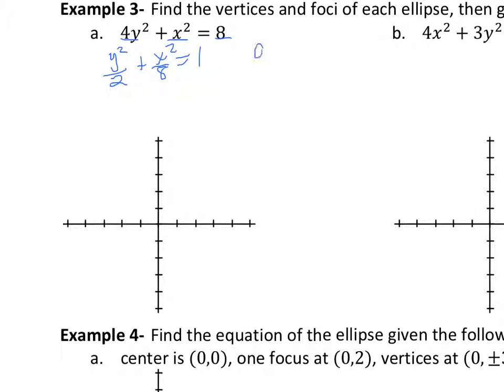So in this case, a is the square root of 8, b is the square root of 2, and we can figure out c real quick if you want. All right, c squared is 8 minus 2, so c is the square root of 6. Center is 0, 0. In the x direction, we go root 8, which is almost 3.